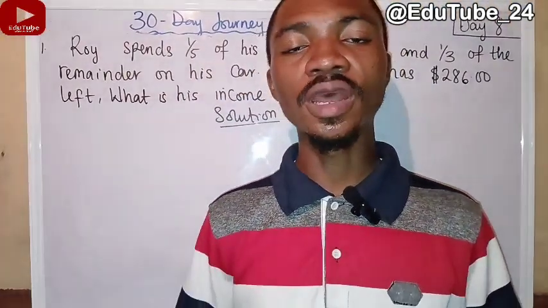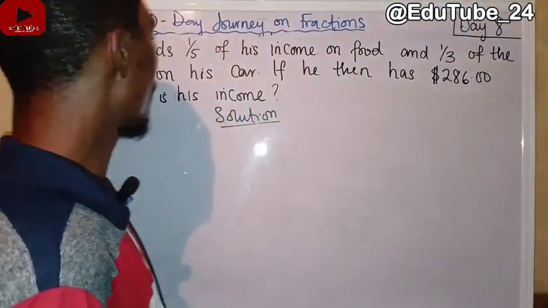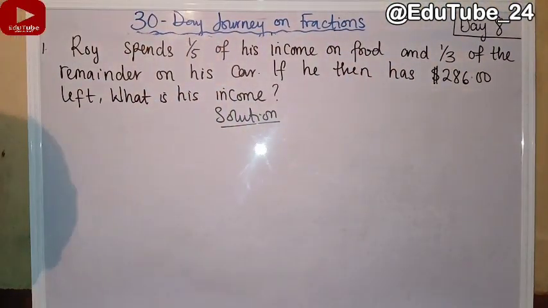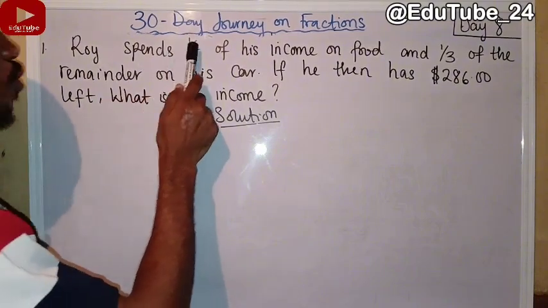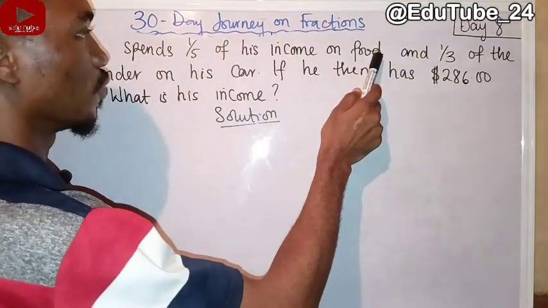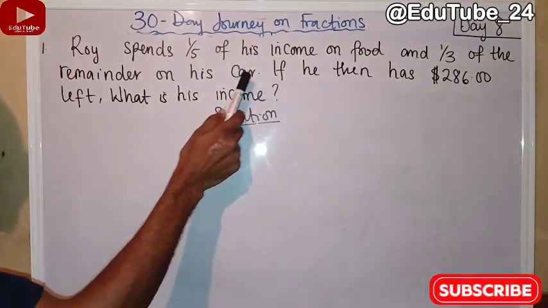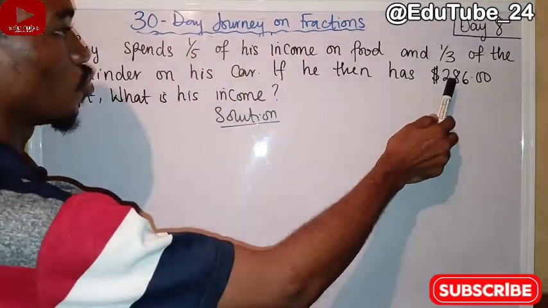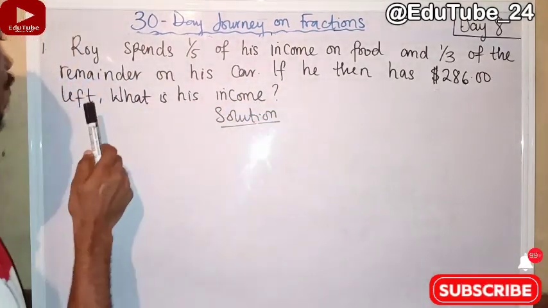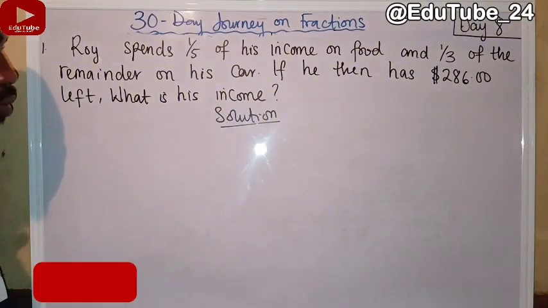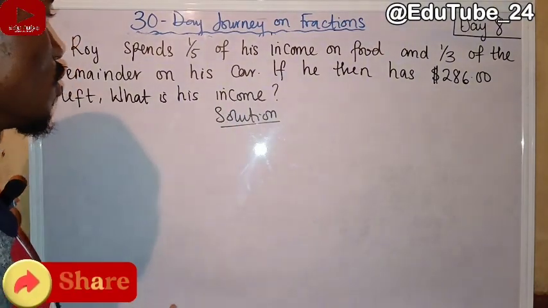Okay, so let's look at our first question for today. The first question says, Roy spends 1/5 of his income on food and 1/3 of the remainder on his car. If he then has $286 left, what is his income? Now let's try and understand this question as a whole.